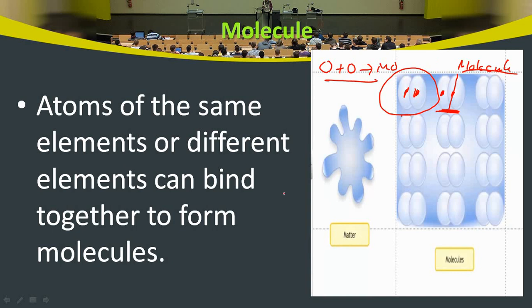For example, oxygen O2. O2 means it is a molecule: O plus O. Hydrogen: H plus H. So this is called a molecule and this is called an atom. This O is an atom and this O2 is a molecule. Getting me? Okay.